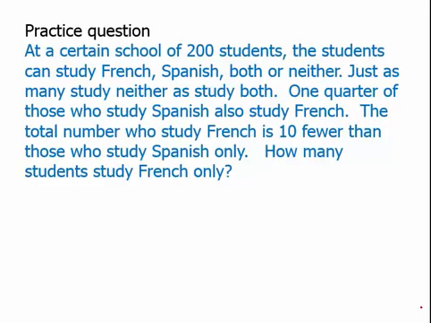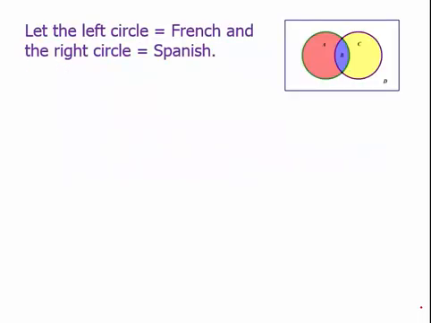Okay, so French and Spanish. Let the left circle equal French and the right circle equal Spanish. And what I'll say here, unfortunately, I needed a lot of room to work out the algebra on this problem, so I had to go to a slide that didn't have the text of the question on it. But if you look under this video, you should see the text of the question printed, and so you can refer to that as I'm talking about this if you want to read along with me.